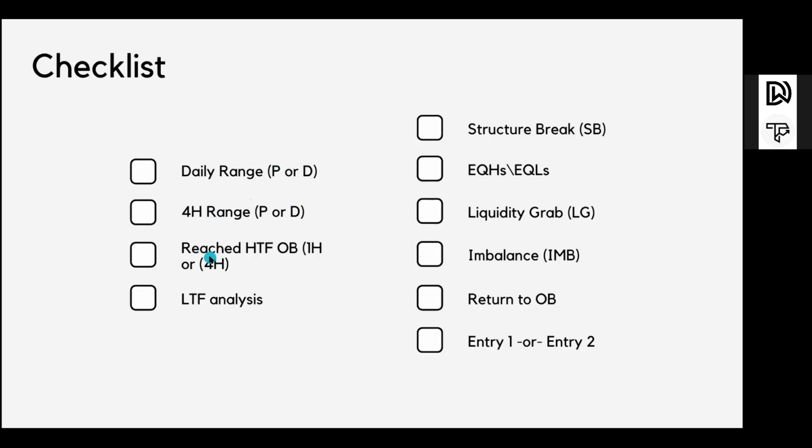Then we look, have we reached the higher time frame order block, a 1-hour or 4-hour? Then we'll do our lower time frame analysis. Do we have a structure break? Do we have equal highs or lows? Do we have a liquidity grab? Do we have imbalance, open space left? Are we returning to an order block? And do we have an entry 1 or an entry 2? Those are the main things that I look at when I do my analysis.